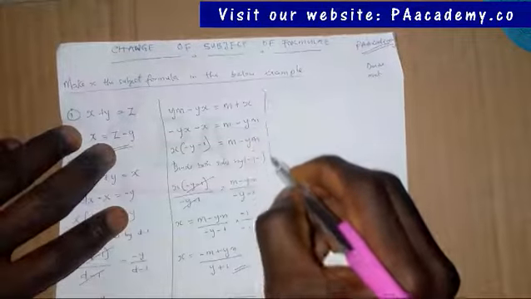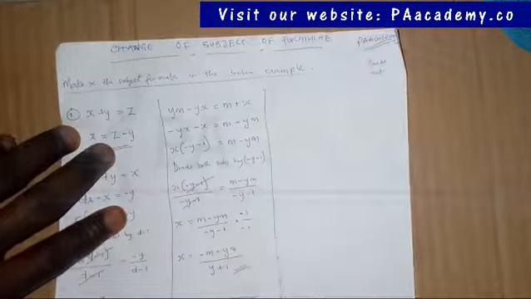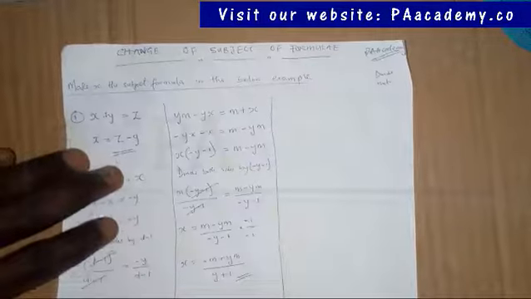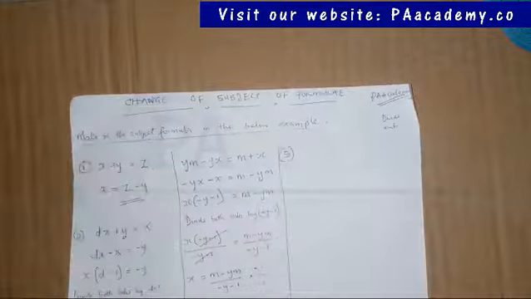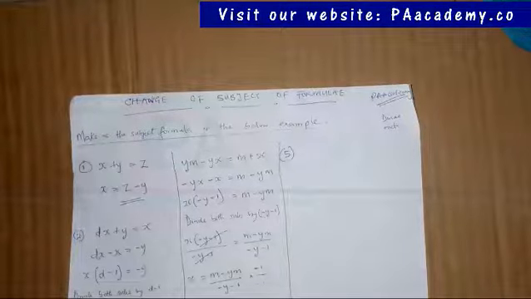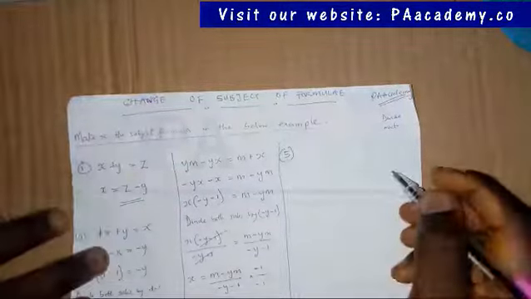Alright, so let's see, we still have some space that we can use here. Alright, so we stop at 4. Let's look at number 5. So like I said, the best way to understand the concept is to solve as many questions as possible.